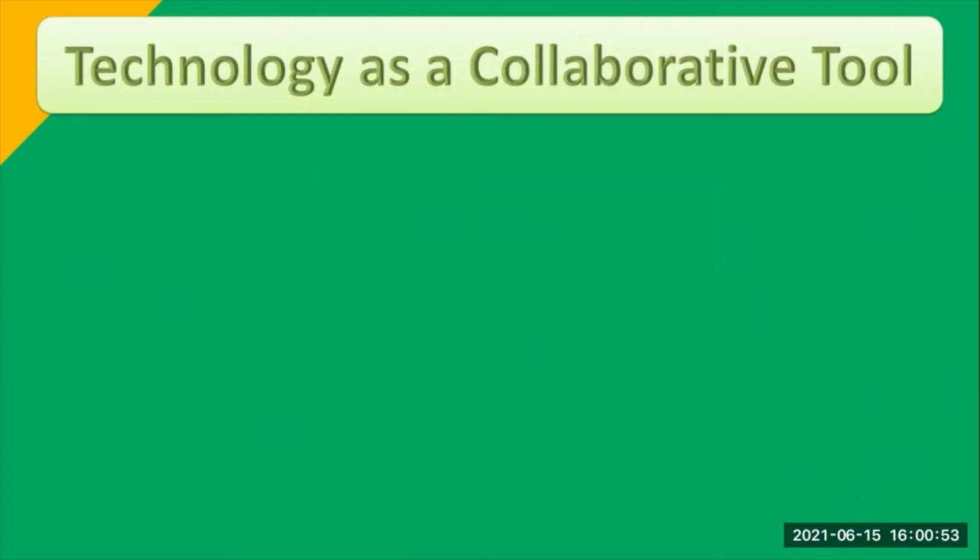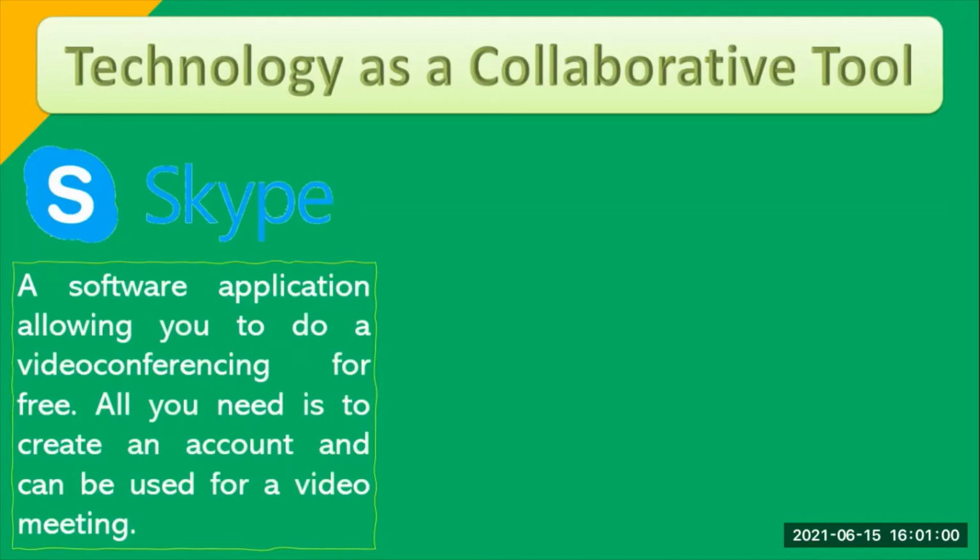The first one of which is Skype. Skype is a software application allowing you to do video conferencing for free. All you need is to create an account, and it can be used for a video meeting. If you're going to download Microsoft Office, I think there are features that include Skype. But if it is not on your laptop, all you have to do is search Google for Skype, and then you just have to download it. The same with any other social media, you just have to create an account, but if you have an existing account, you just have to log in to your account, and then you can use Skype.